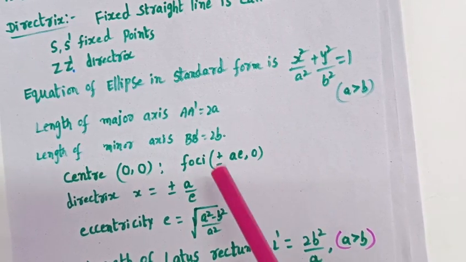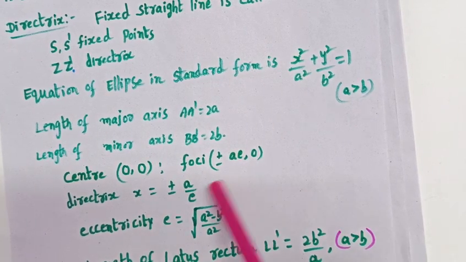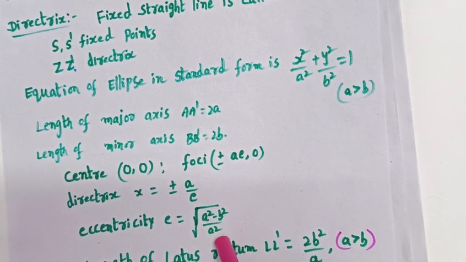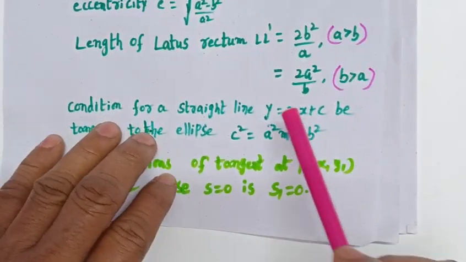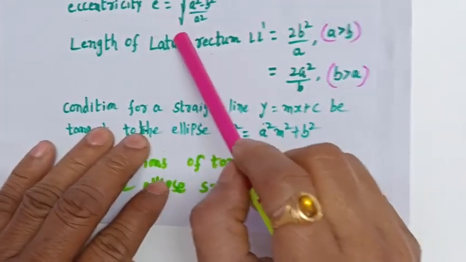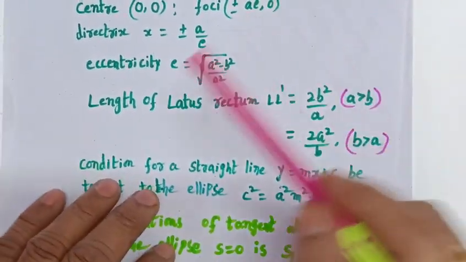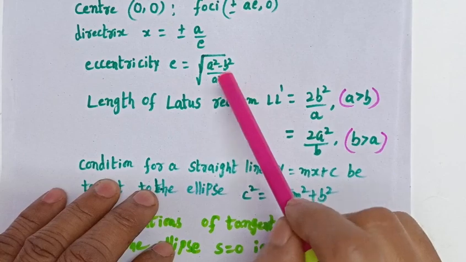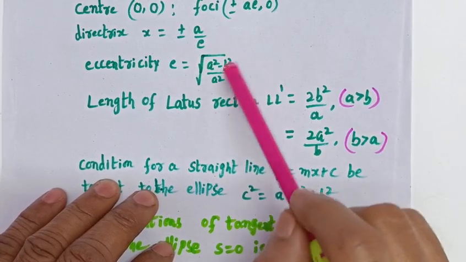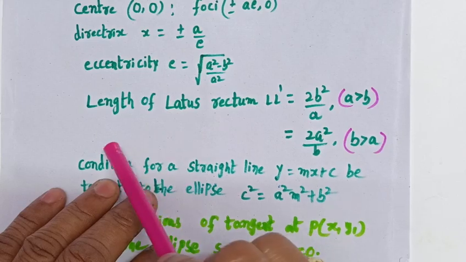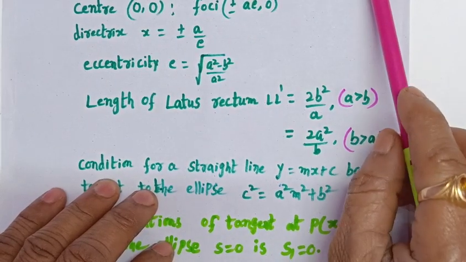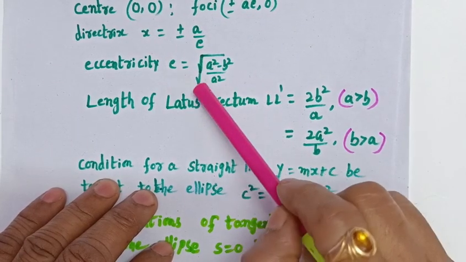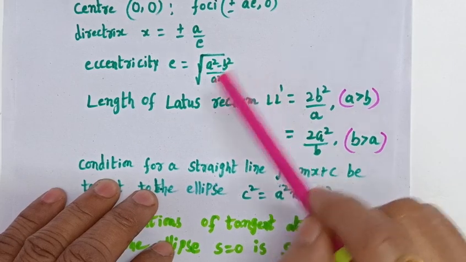E means eccentricity. Eccentricity E equals the root of a square minus b square by a square. That is the eccentricity formula. Since a is greater than b, this formula is used: E equals the root of a square minus b square by a square.